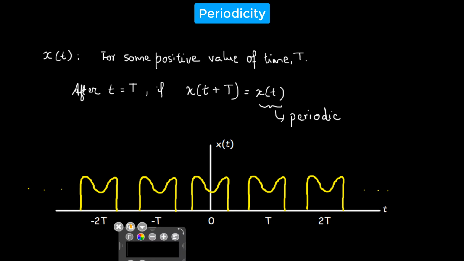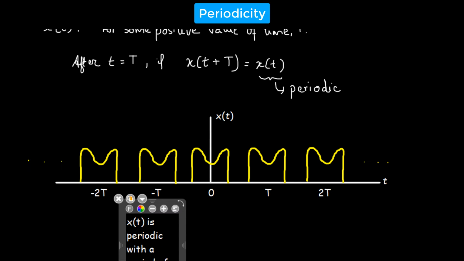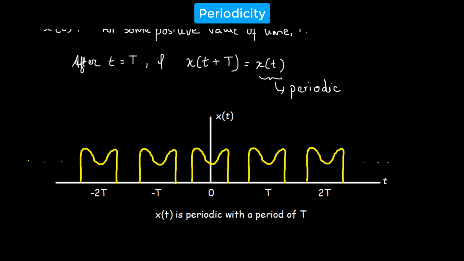So let's write it down. So here we have x of t is periodic with a period of T. So this is an example of a periodic signal.